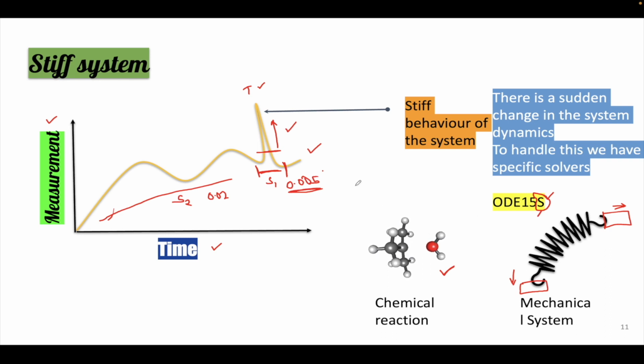So basically this is all about the stiff system, how it behaves over time, and in what scenarios we will encounter such a system, like in a chemical reaction or a mechanical action. These are two basic examples, and there could be multiple examples, but these are easier to understand, so that's why I have taken them.